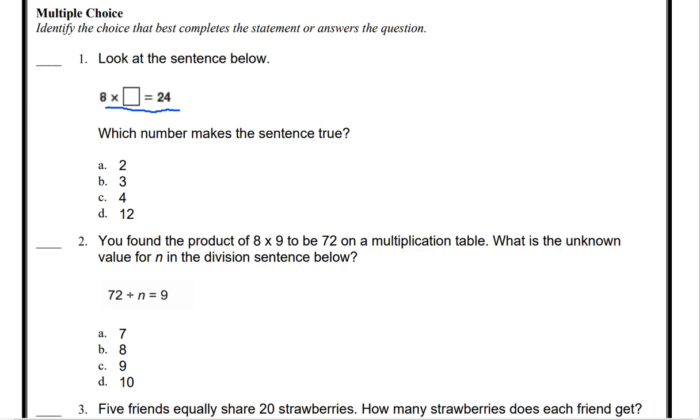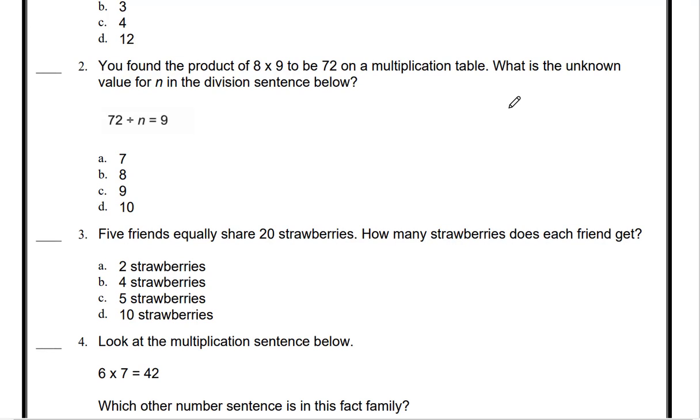Also, we can ask the same question in another way, like the second one here, using variables like n. So we may use something like 3 times n equals 24, and I ask you what is the value of n. In this case also you need the timetable to answer this question. For this question the answer is 8.